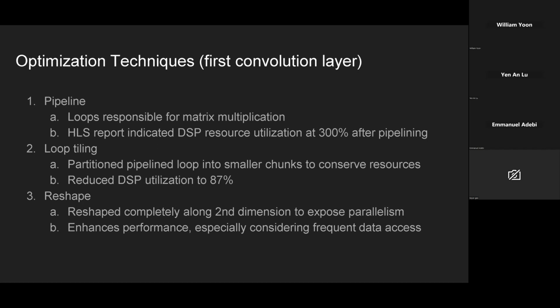phase. Additionally, we employed reshape by completely transforming the matrix along its second dimension. This reshaping aimed to expose parallelism, enhancing overall performance, particularly in a scenario involving frequent data access. The combined application of pipelining, loop tiling, and reshape techniques resulted in a more resource-efficient and high-performance matrix multiplication implementation.